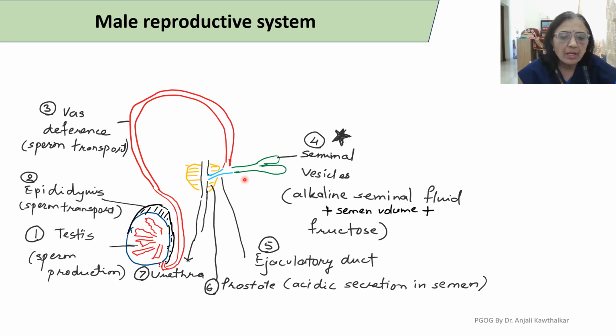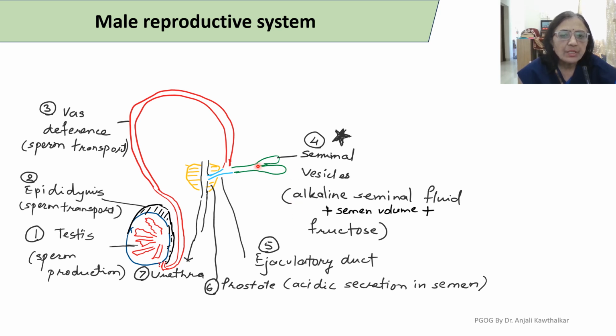Seminal vesicles contribute in a major way to the semen volume, and they produce alkaline seminal fluid, and from the seminal vesicles we also get fructose. So in three ways seminal vesicles are contributing in a major way. That is why I have given this star here. They provide the alkaline content of the semen, they are the major contributor for the liquid part of the semen, and they also provide fructose, which helps in nourishment of the sperms.